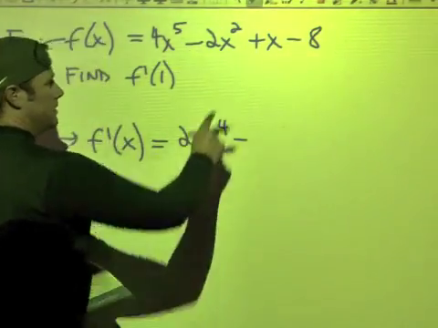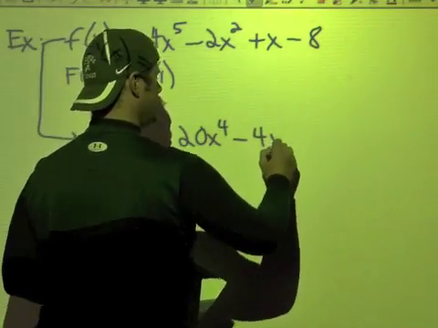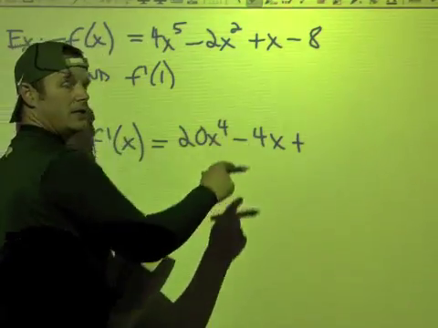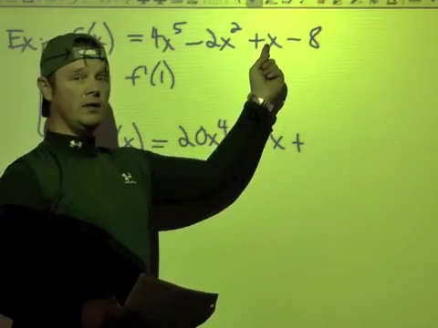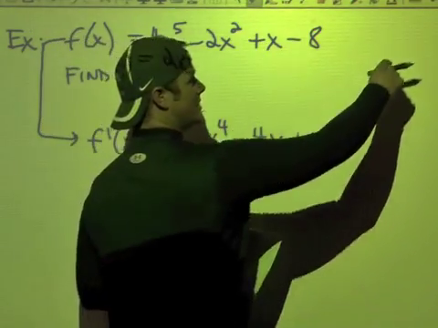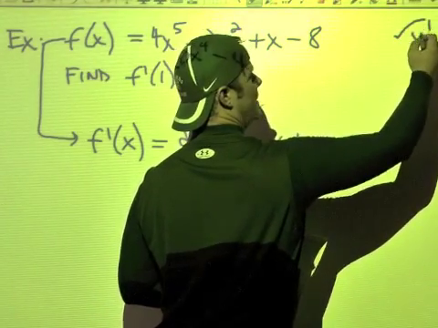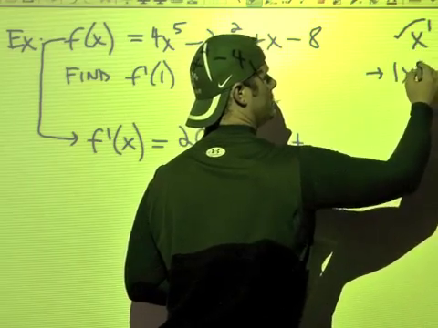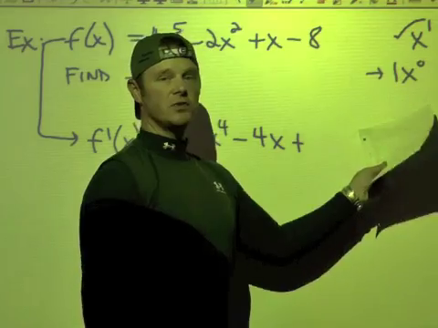Minus, derivative of that term, 4x, plus the derivative of x. Well, that's kind of a tricky one. It's x to the first, coefficient of 1. So the derivative of x is just going to be, if we think about that, 1 times x, lower the power by 1 to 0, and x to the 0 is 1, so the derivative is just 1.